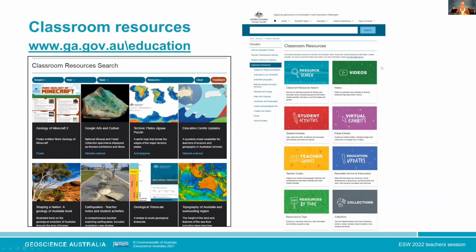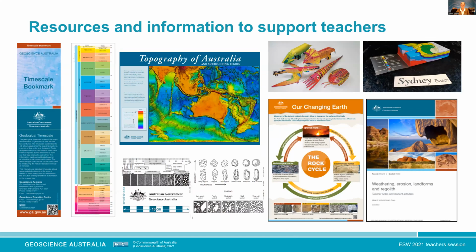So focusing on some of the resources that you can use, and I'll just mention a few, but there's a whole load of web pages that you can access to help you find things. We've got resources like posters, and if you would like a poster pack sent to you, please contact us through our education@ga.gov.au email, and we can send you a poster pack.